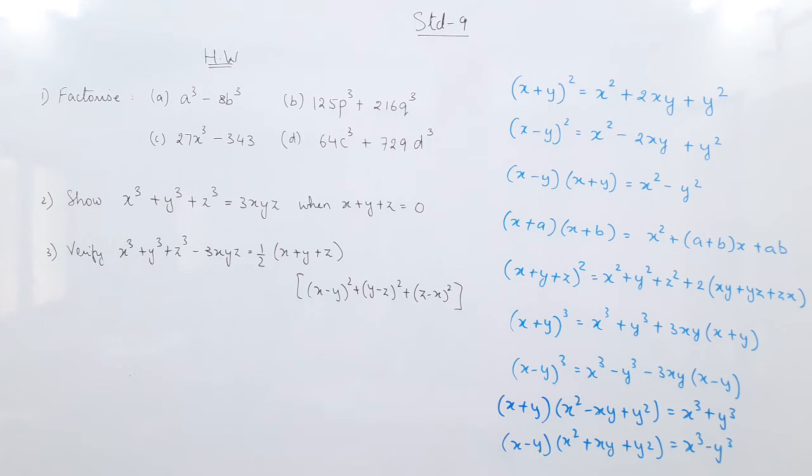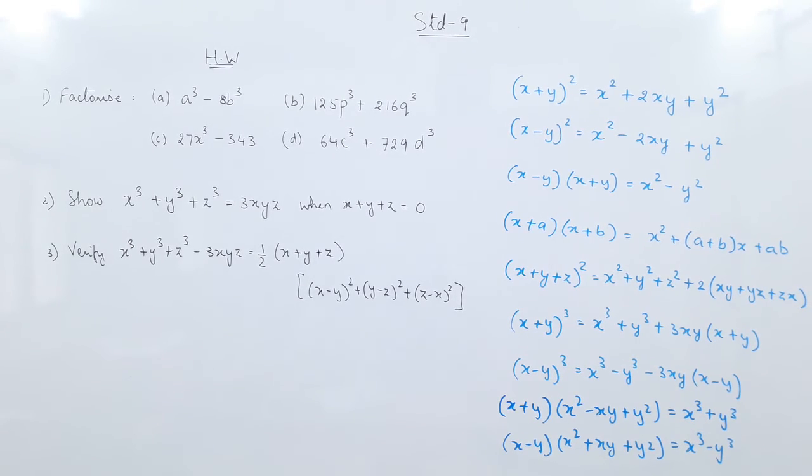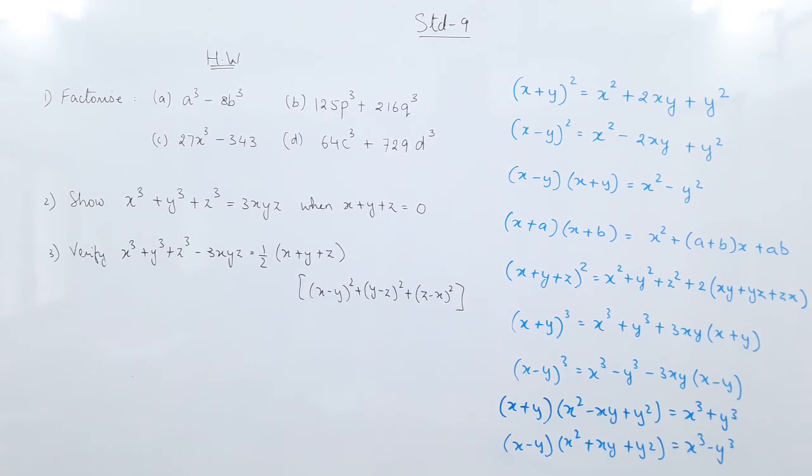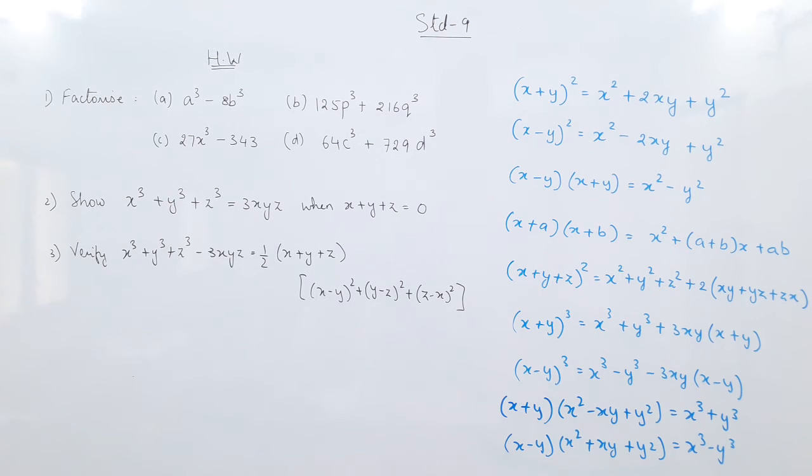I have put the homework on the board for you. Kindly do these sums in complete detail, very neatly, and send me the pics. Okay? So what we have done so far, we have done all the identities, and I have showed you how you get these identities. We have done the actual multiplication and learned how to derive these identities. So in the sums of factorize, in sum number 1, you can directly use the identities, but in sums number 2 and 3, show and verify, you have to write down and prove it.